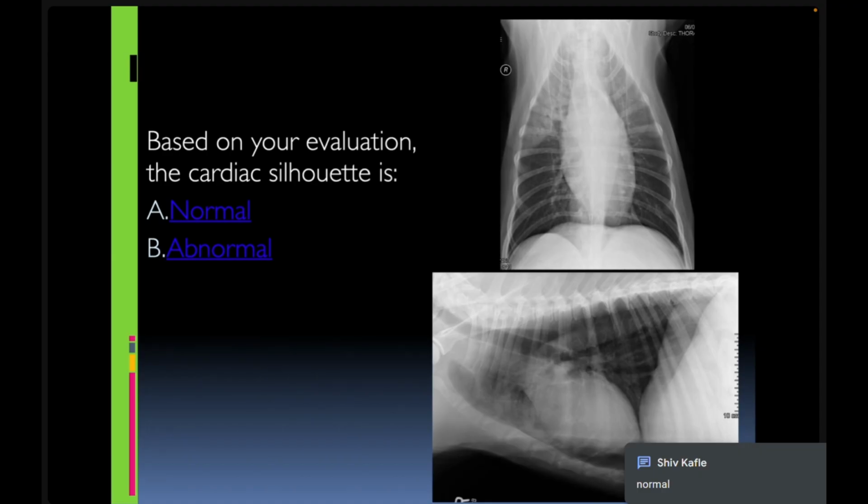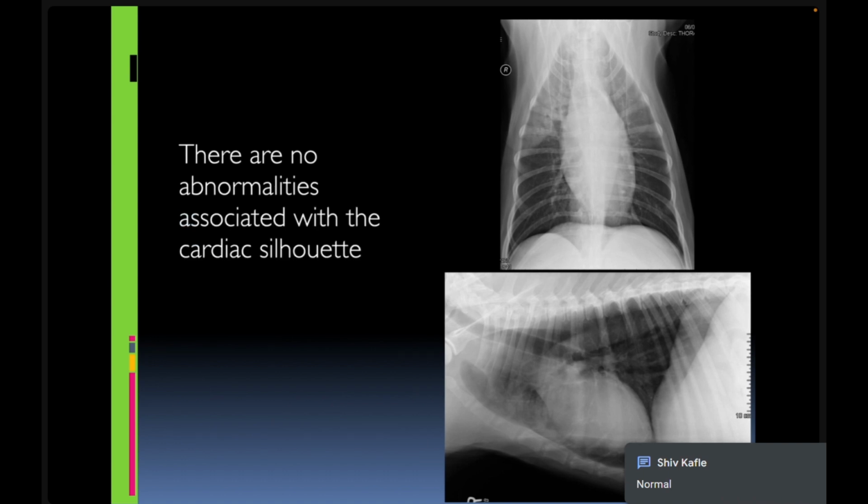So now let's talk about the heart. Based on the evaluation, cardiac structure, so we are able to see, for me, it looks normal, okay? There is no abnormal condition associated with the heart. The size also looks okay. And the margins, there is no bulging of the conditions, so it's normal. Heart also normal.